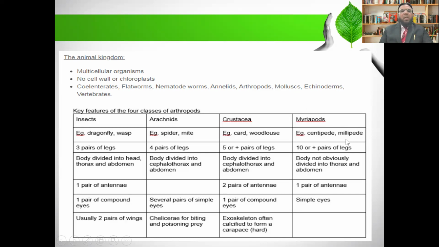Now, last but not the least is the myriapod class, and the examples are centipedes and millipedes. How many pairs of legs? If you study the centipedes, cent means 100, milli means 1000. So see, 10 or more pairs of jointed legs are there. The body is not obviously divided into thorax and abdomen. You cannot differentiate which one is thorax and which one is abdomen. One pair of antennae is there and simple eyes are there.